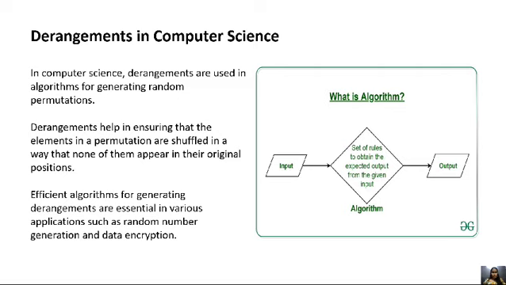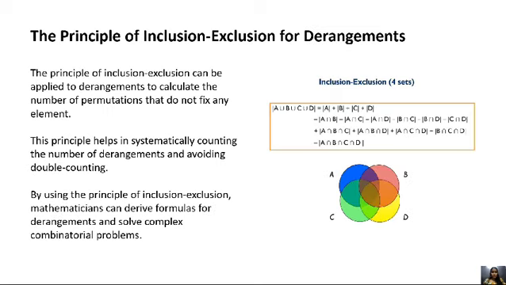Derangements in computer science. In computer science, derangements are used in algorithms for generating random permutations. Derangements help in ensuring that the elements in a permutation are shuffled in a way that none of them appear in their original positions. Efficient algorithms for generating derangements are essential in various applications such as random number generation and data encryption.